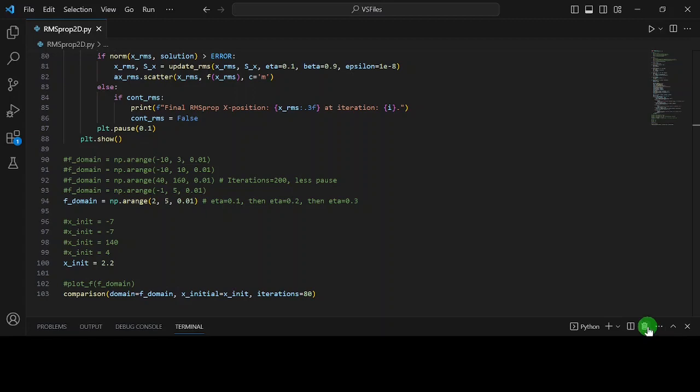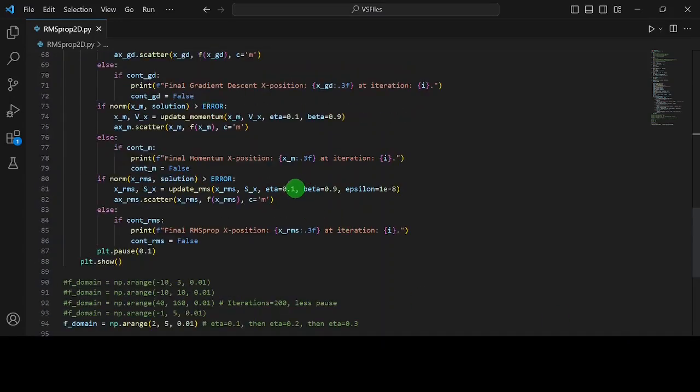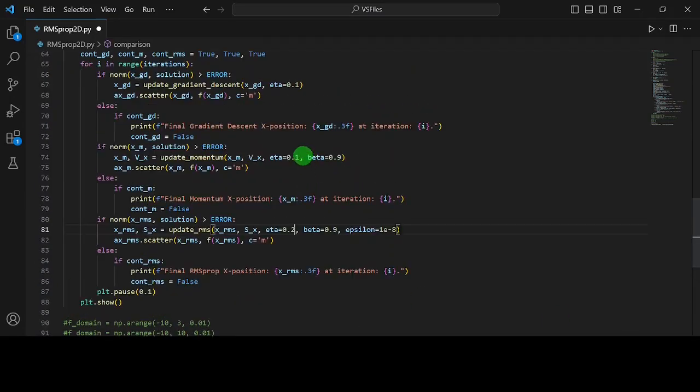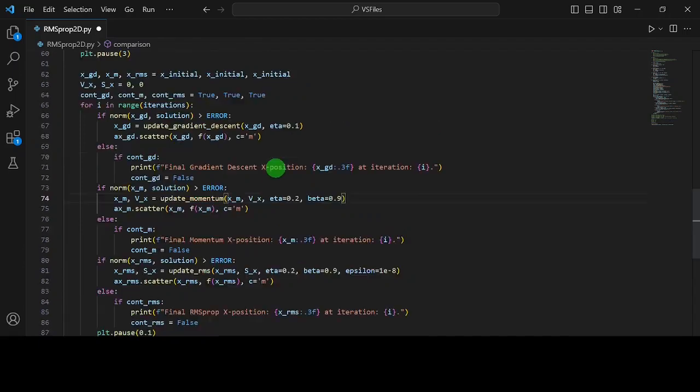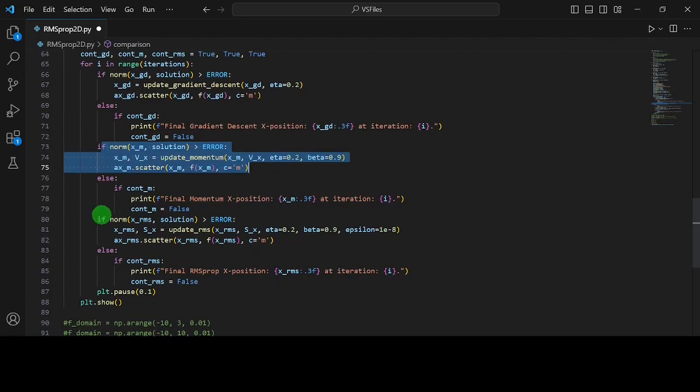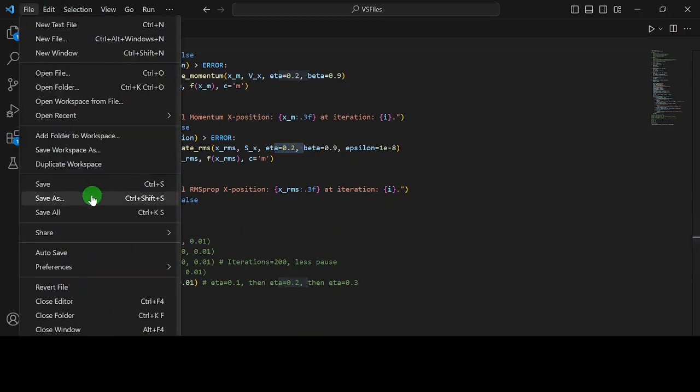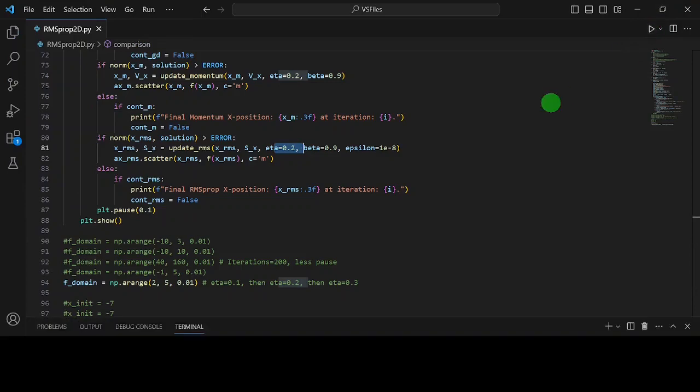Now, what we can do in this situation is increase the learning rate. And just to be fair, I'll increase the learning rate for all the algorithms. And that's what I've done here. Don't worry too much about the actual code here, but this section here is for gradient descent. This section here is for gradient descent with momentum. And this section here is for RMSprop. So I'm just changing the learning rate for all the situations in this one. We'll run it again.